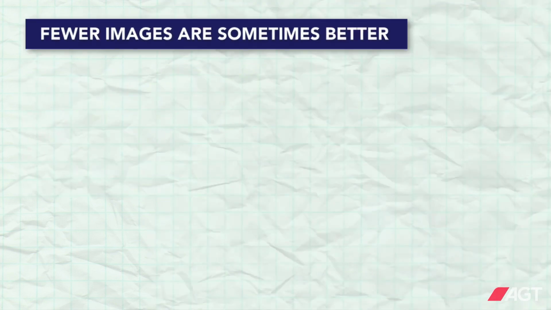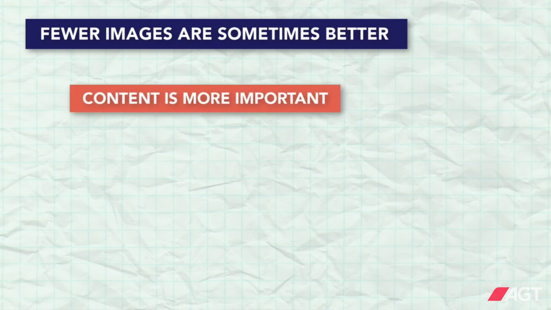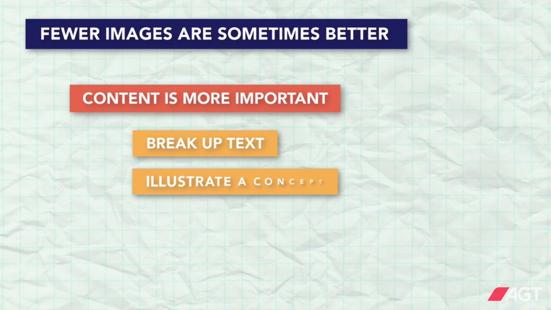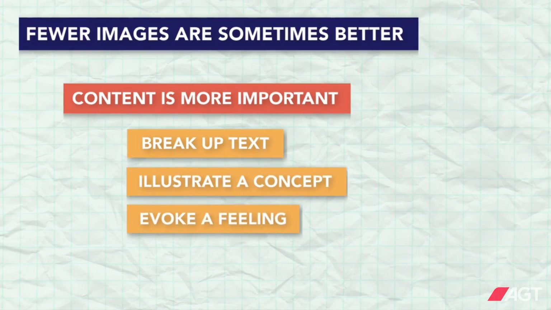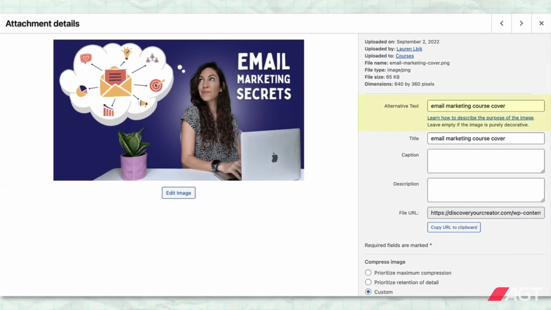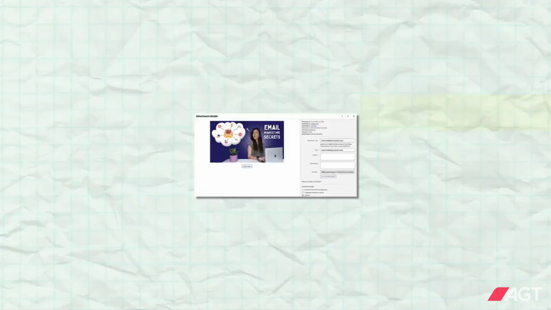And my last tip here is to remember that fewer images are sometimes better. You don't want to go overboard here and have your images take away from your written content or, of course, slow down your page. Only add as many as you think that you need to break up the text, illustrate a concept, or evoke some kind of feeling. And one more thing, make sure to add a description of the image in the alt text field of your images when you upload them. This is really important for SEO.